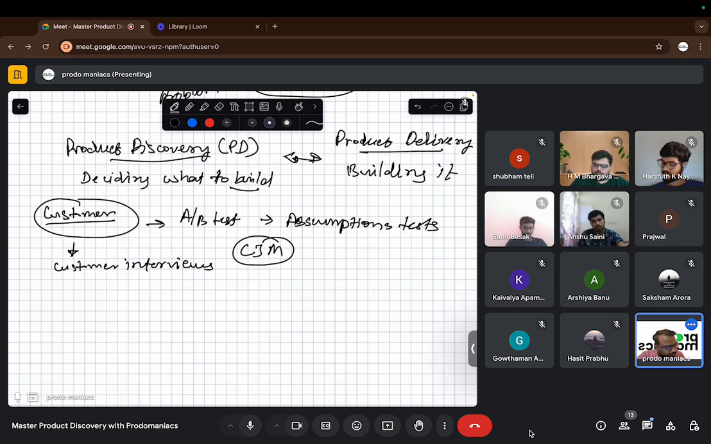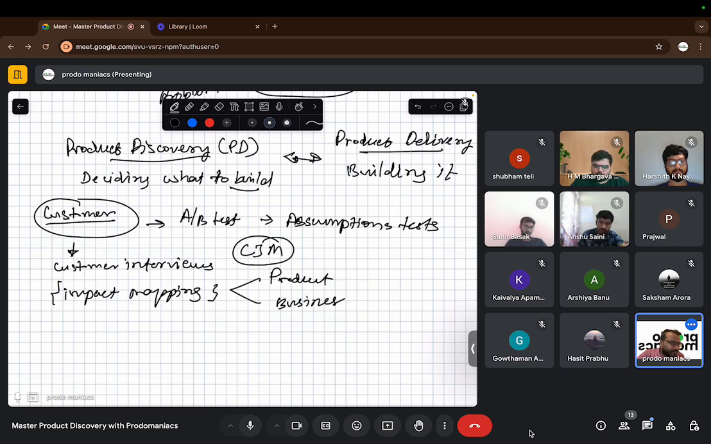Then, a lot of people will talk about impact mapping. This is also another method. If you really want to build any product, it has to make some impact. Okay. And this impact could be of two types. It could be product level impact and it could be business level impact. Okay. But whenever you are doing the product piece, you have to think of both. It is always a plus. Product plus business.